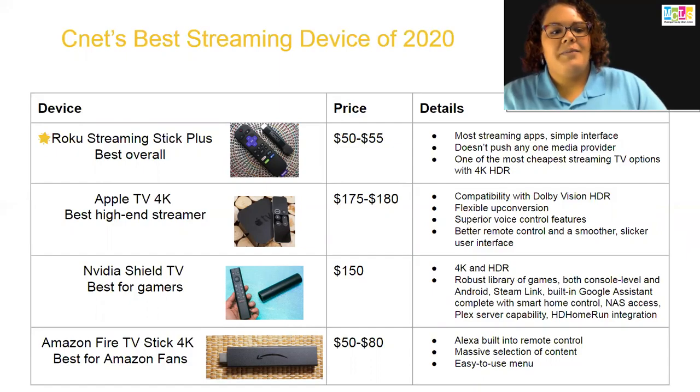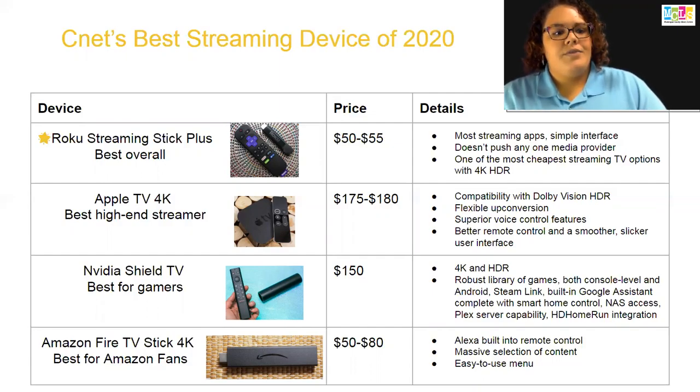Also, one of the good things about this one is it doesn't push any one media provider. So sometimes when you have like Apple or Amazon, they'll kind of push their content towards you, and this one doesn't do that. And then also it's one of the cheapest streaming TV options with 4K HDR. So if you're looking for that 4K content, this is one of the cheapest ones with it.